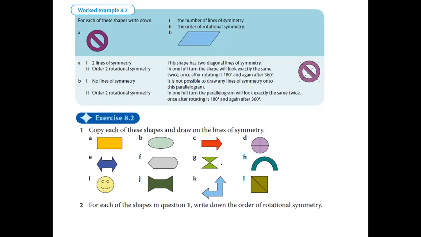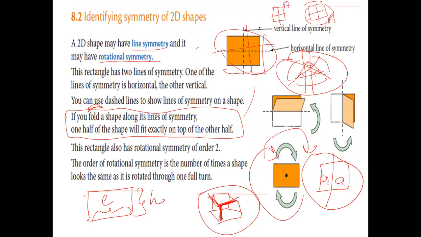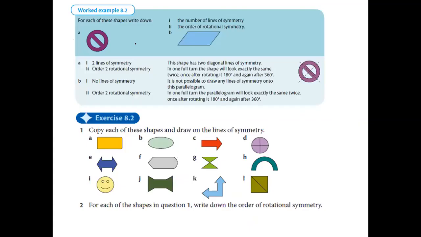As we have worked examples, the first one is: for each of these shapes, write down the number of lines of symmetry and the order of rotational symmetry. So, number of lines of symmetry and rotational symmetry. What was line symmetry? Let's check it. For example, this shape. What kind of shape? Like a circle.